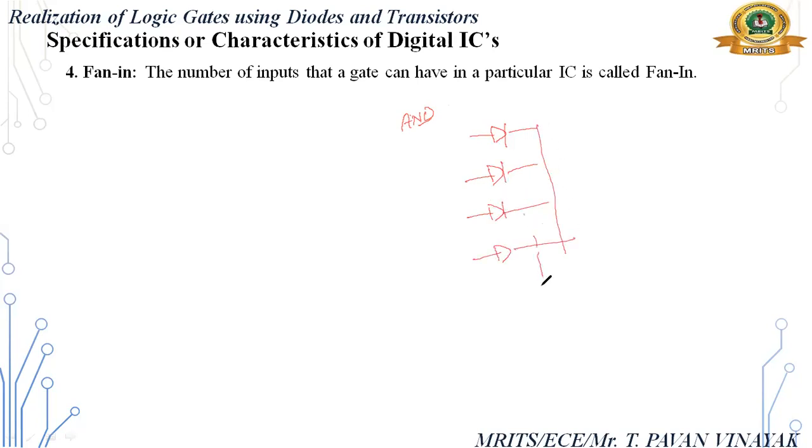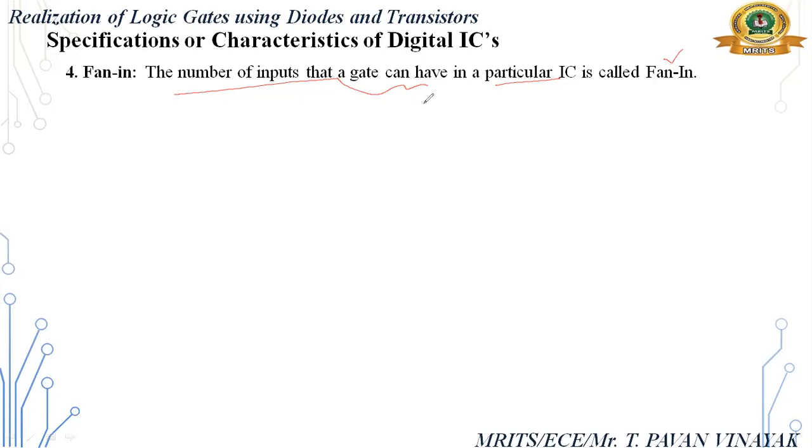If I increase the number of inputs, the output must also be very fast. Output will also come within less time. We have to get the output, meaning A into B into C into D, while increasing the inputs also very fast. So the number of inputs that a gate can have in a particular IC is called fan in. This is the general definition.